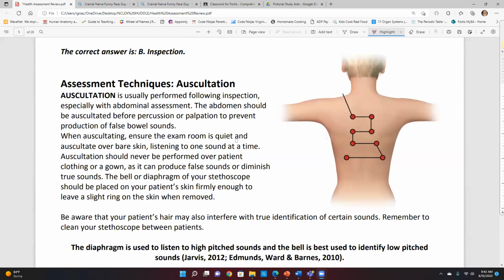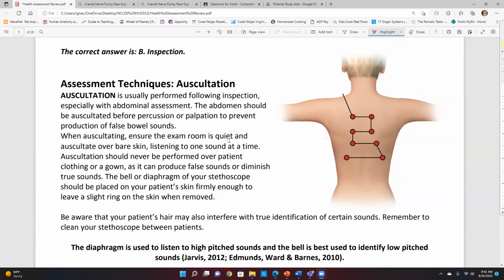All right, let's go to our second part of the assessment, which is auscultation. This is usually performed following inspection, especially with the abdominal assessment. Auscultation is a fancy word for saying listening. So you will clean your stethoscope, right? You'll clean the bell and the diaphragm of your stethoscope every time before you place it on a patient's skin, because you don't want your stethoscope to become a staph scope, right? So just a little bit of nursing humor.